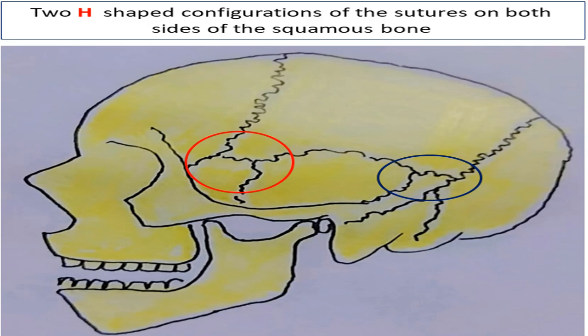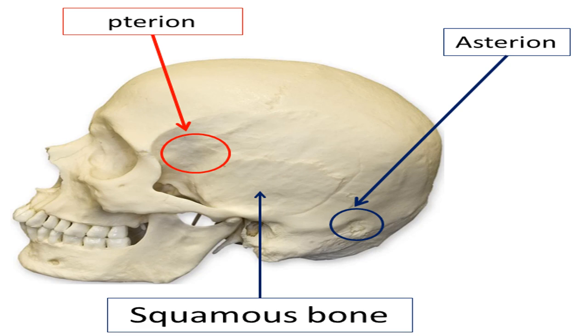When you look to the lateral surface of the skull, you can see two H-shaped configurations located on both sides of the squamous bone. This is the squamous bone. The red circle refers to the pterion, while the blue circle refers to a region that contains a very important craniometric point called asterion. Both the pterion and asterion are used in neurosurgery language during localization of the lesions and during planning of surgery.